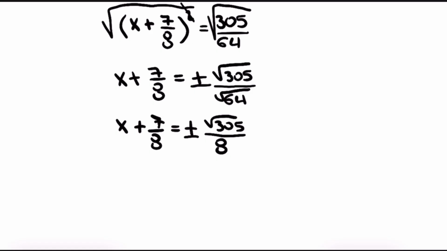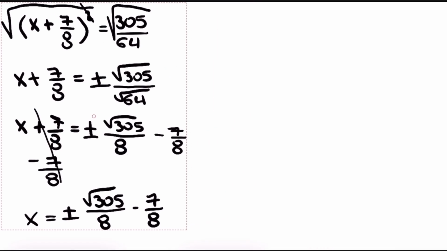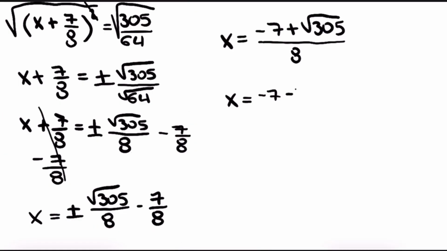And now we can isolate x by subtracting 7 over 8 from both sides. So now we have x equals plus or minus the square root of 305 over 8 minus 7 over 8. And finally, we can write this as two separate solutions. So I'm going to move this whole work onto the side. I will then write these as two separate values, negative 7 plus the square root of 305 over 8, and negative 7 minus the square root of 305 over 8. So these would be our true solutions.